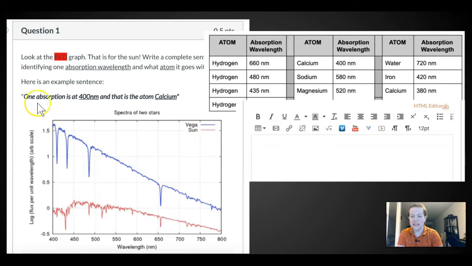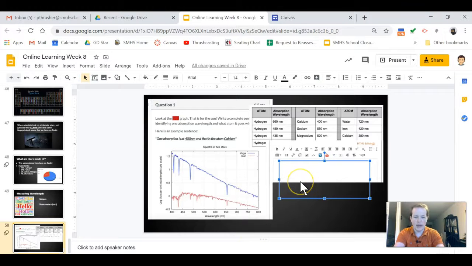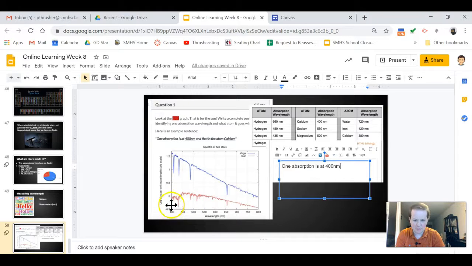Oh, so you're going to write a sentence. And don't worry, there's an example right here. You're going to look for a dip. Maybe, for example, you find an absorption right here. Let's do this. Mr. Thrasher is going to exit, and here, Mr. Thrasher is going to type. One absorption is at 400 nanometers. Okay, we're just pretending. If it's 400 right here and 400, that's calcium. And that is the atom calcium. Done. You just answered one of the questions.